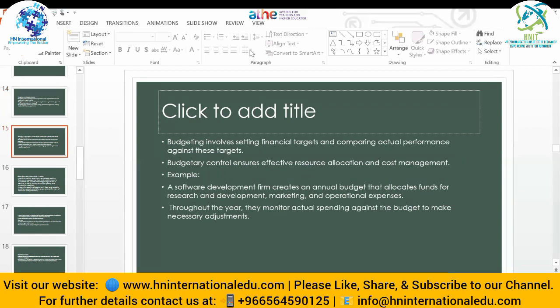Then, the important part starts. It involves setting financial targets and comparing the actual performance against these targets. That is, we have set some rules and regulations regarding some projects. Now, what we are actually achieving, we are going to compare it with the budgetary figures. It ensures effective resource allocation and cost management. For example, a software development firm creates an annual budget that allocates funds for research and development, marketing, and operational expenses. So it's very common.